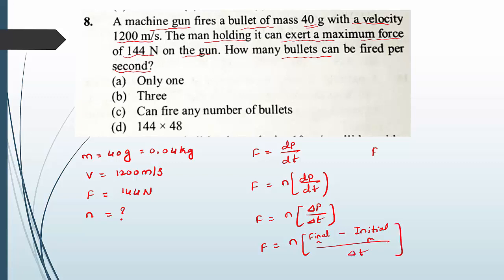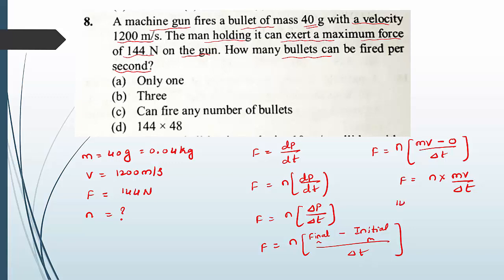So F equal to final momentum. Let us write it as n, keep as it is, mass into velocity. Initial momentum: before firing the bullet, gun and bullet both are at rest, so linear momentum is 0, divided by time delta t. Or we can write it as n into mv divided by delta t. Now substitute all the values and you will get the answer.